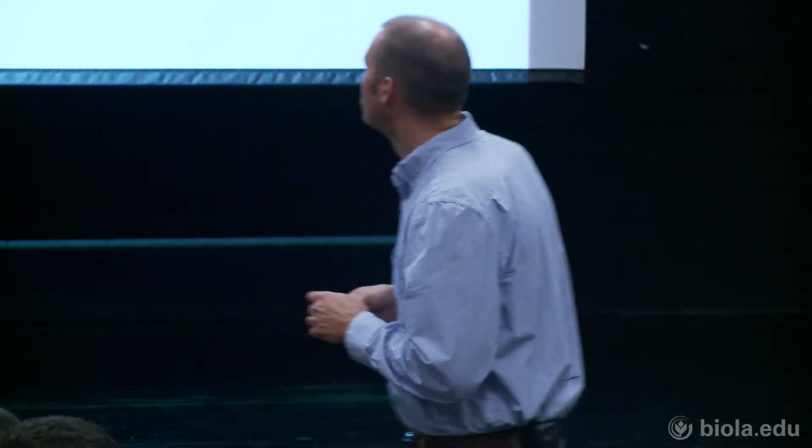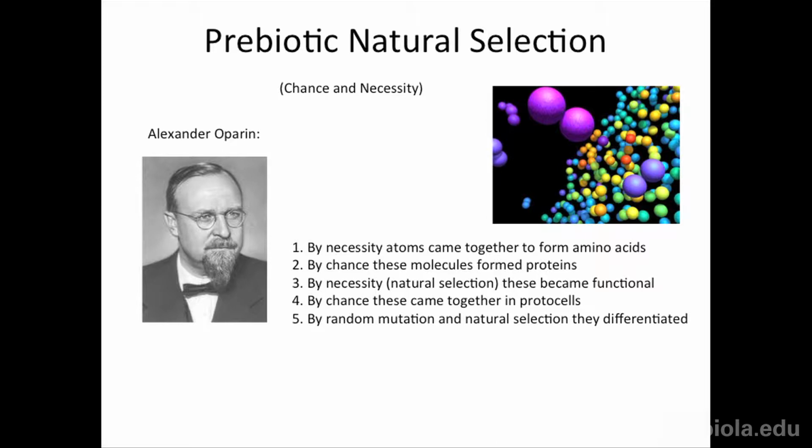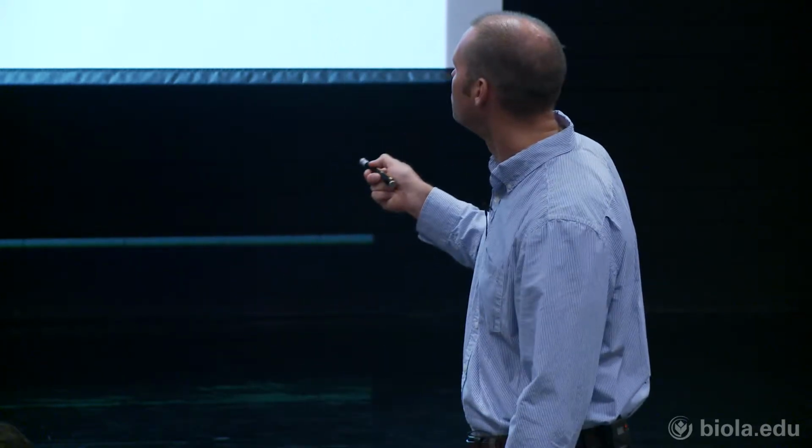So before cells, you've got prebiotic molecules coming together. And Oparin said, well, maybe by necessity, certain atoms have to come together and form amino acids. So chemistry and physics alone can account for that. So that's necessity. Then by chance, these molecules form proteins. Now we've already kind of poked holes in that. Even if you have 20 amino acids, is it statistically significant to say that chance could actually get you a functional protein? I don't think that one holds up.